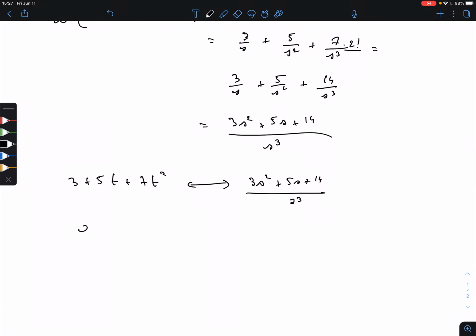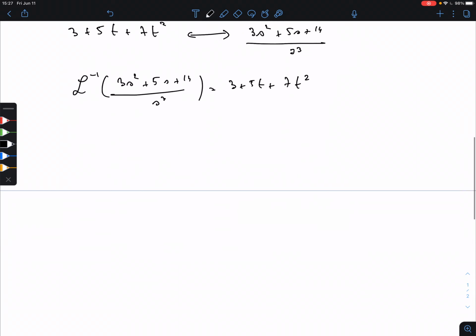Or we also can write that the inverse Laplace transform of (3s squared plus 5s plus 14) over s cubed is 3 plus 5t plus 7t squared. So we use just this notation, L to the power minus 1. It doesn't mean reciprocal, but the power negative 1 is sometimes a bit confusing, and it's the same power negative 1 as we use in tangent inverse or cosine inverse, arc sine, arc tangent and arc cosine. It means the inverse function, okay? But that's just notation. The more important thing is the calculation part.